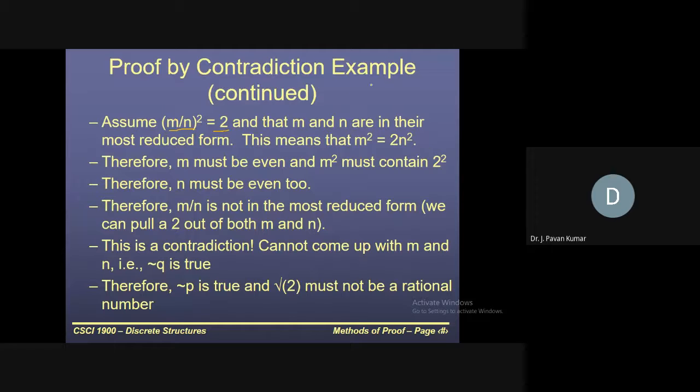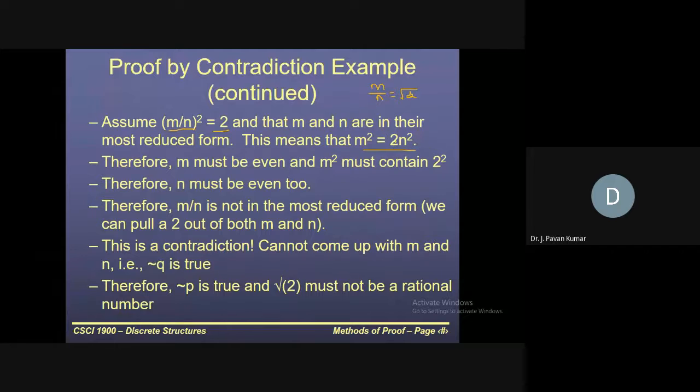Basic assumption here is we can represent square root of 2 as m by n. So m by n is equal to square root of 2. If you square both these sides, we will be getting m by n whole square is equal to 2, and m square is equal to 2 into n square. Till this point, it is clear to you.